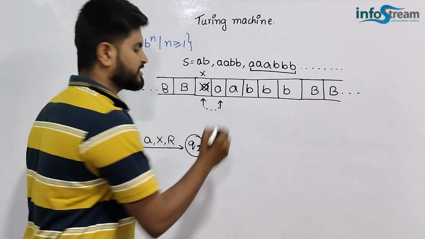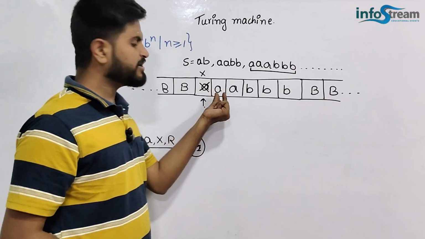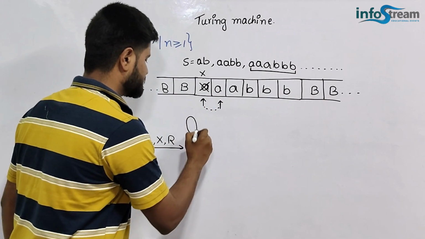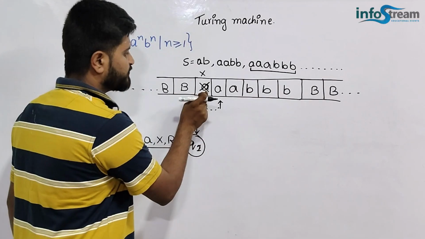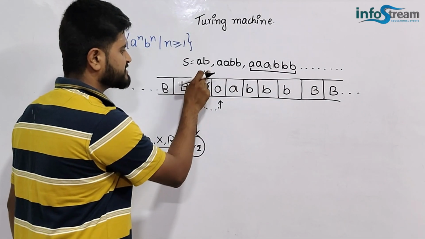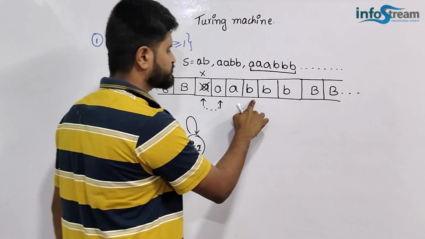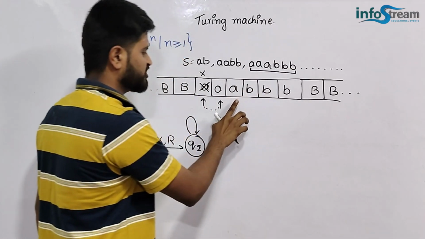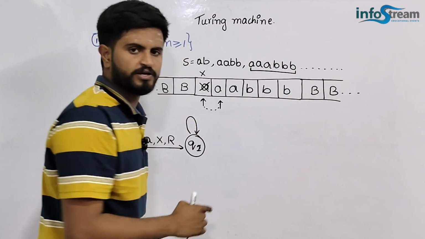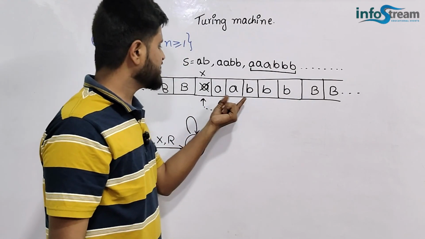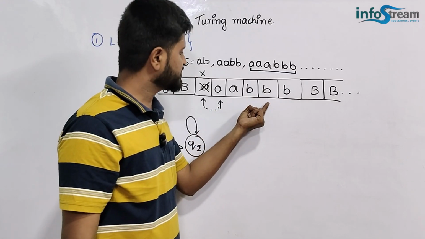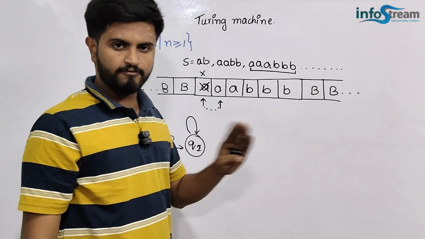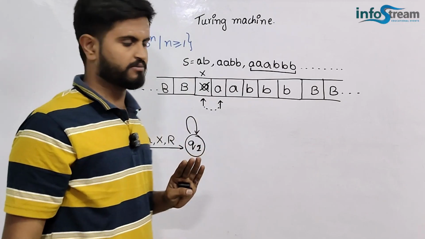Now again I encountered A. So I will write a self loop, because if you replace one A with X, then again you must move to B. Again you must come to A, again you must go to B. It alternates like this: first A, then B, next again A, then B. This is how you must solve every problem related to the Turing machine.